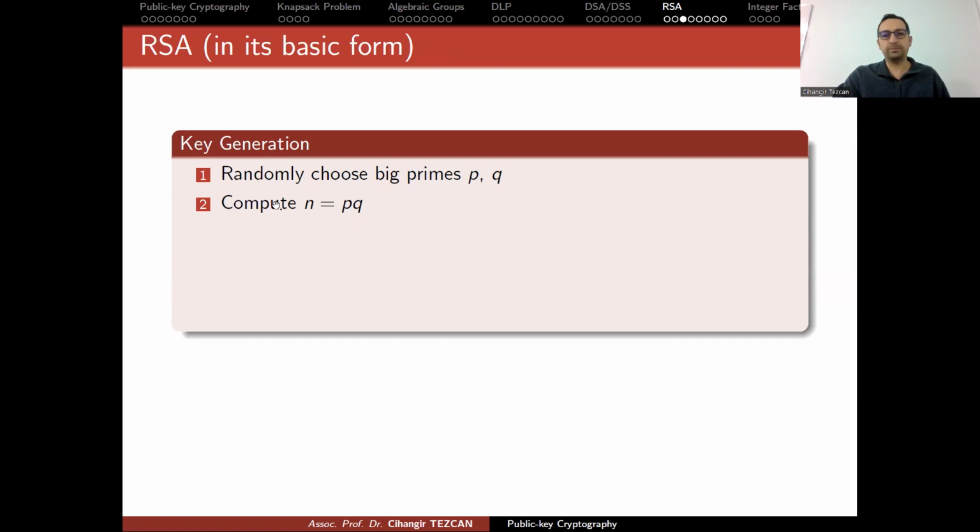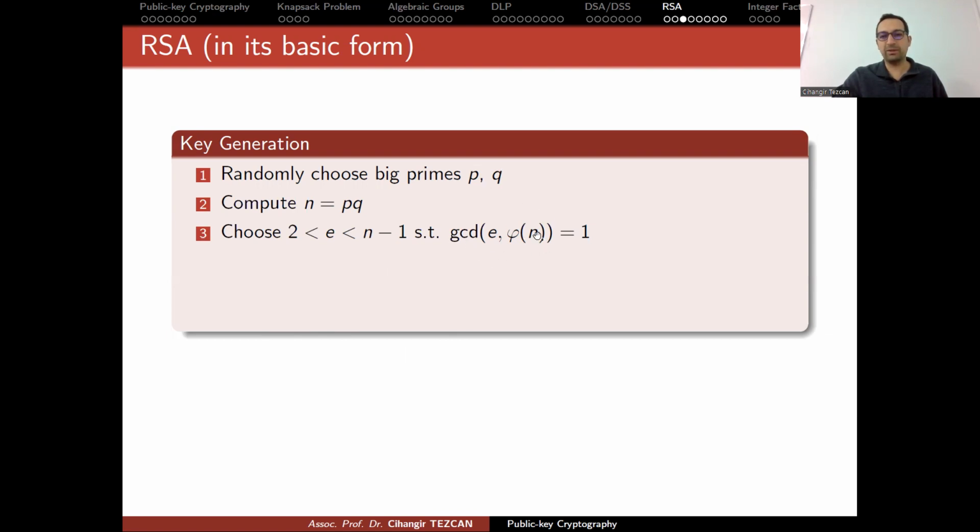In practice, this n should be a very huge number. In terms of bits, it has to be 3072 bits. This is why you should be able to choose very big primes. Then you choose a number e. This should be between 2 and n minus 1, and e should be relatively prime to phi n.